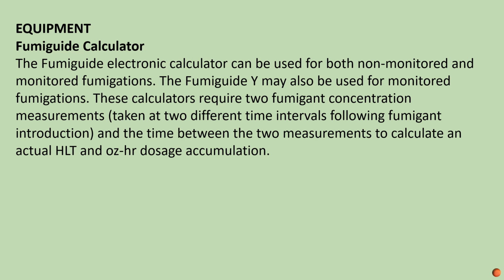Equipment. Fumiguide calculator. The Fumiguide electronic calculator can be used for both non-monitored and monitored fumigations. The Fumiguide Y may also be used for monitored fumigations. These calculators require 2 fumigant concentration measurements taken at 2 different time intervals following fumigant introduction and the time between the 2 measurements to calculate an actual HLT and ounce-hour dosage accumulation.